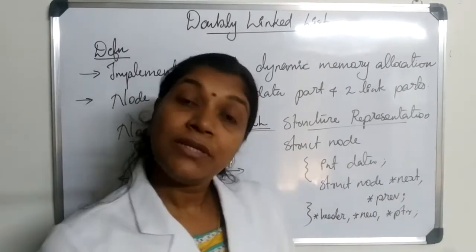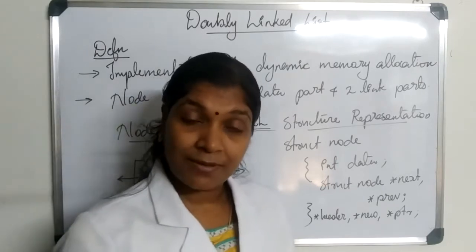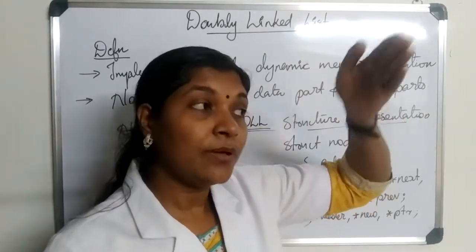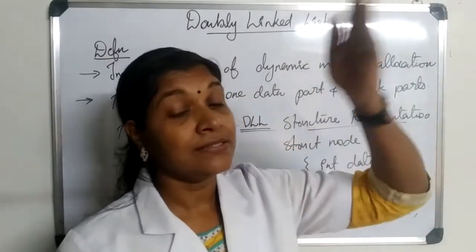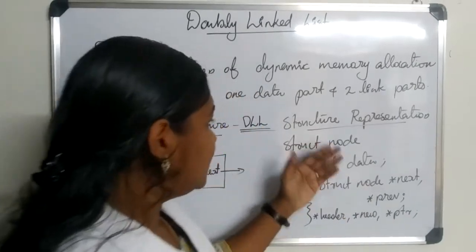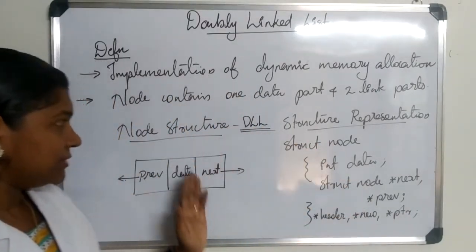And here there is no need for doing that, because on reaching a particular node, it is very easy to point to the next node as well as the previous node. So this is the peculiarity of a doubly linked list. So this is the structure representation. This is the node representation.